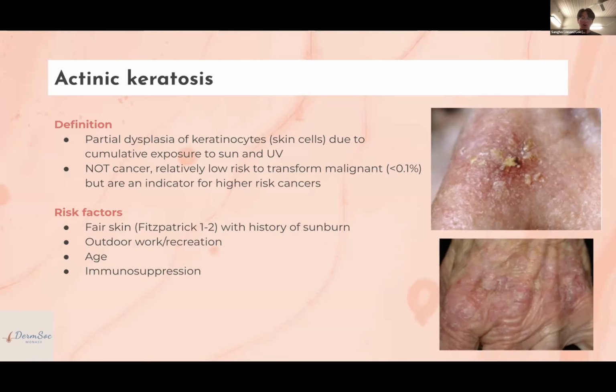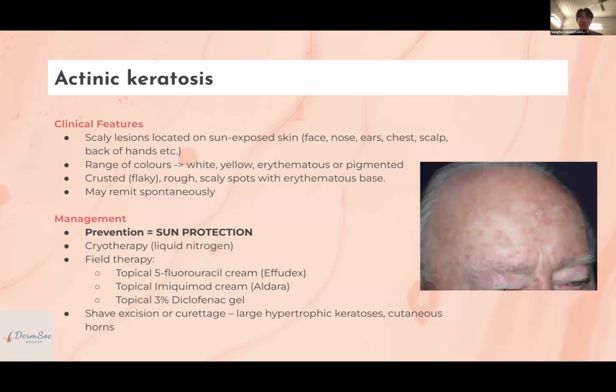Risk factors, which are common for pretty much all the skin cancer types, are basically fair skin, so Fitzpatrick type 1 and 2, with history of sunburns, outdoor work and recreation, again relating to sun exposure, age, and immunosuppression. Actinic keratoses present as scaly lesions, yellow or white in color, with a bit of an erythematous base. These commonly present on sun-exposed skin, so places like the face, nose, ears, chest, scalp, and back of hands most commonly.